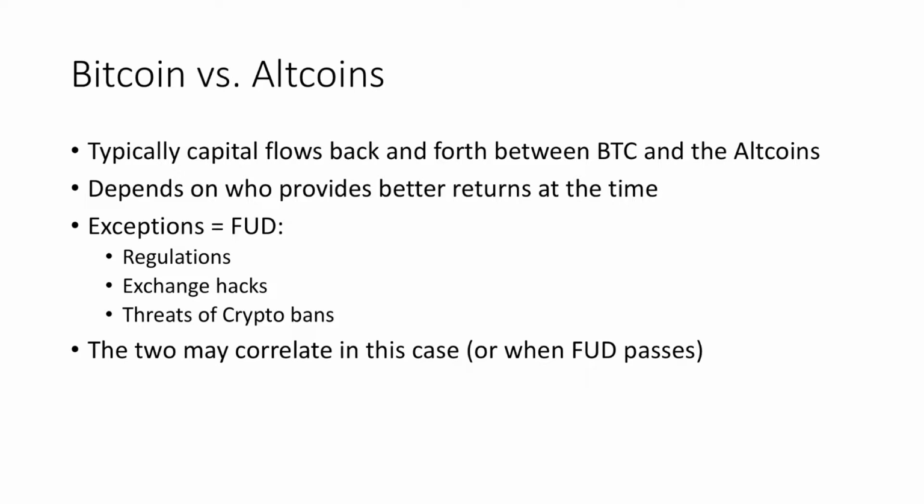The exception is when we have fear, uncertainty, or doubt, and this could happen for many reasons, such as regulations, exchange hacks, or threats of crypto bans from various nations. In these cases, or when the FUD passes, the altcoin index and Bitcoin may correlate. This will be confirmed by a flat reading in the crypto spread indicator. In other words, it'll be somewhere around zero.